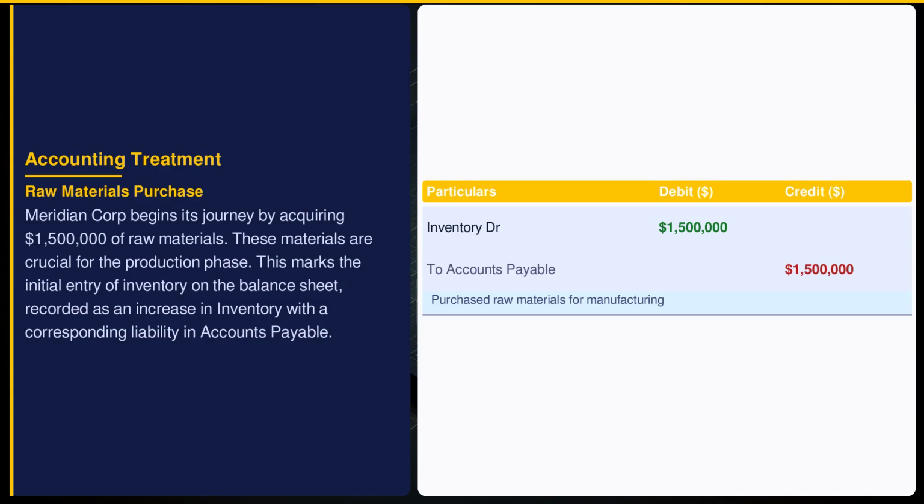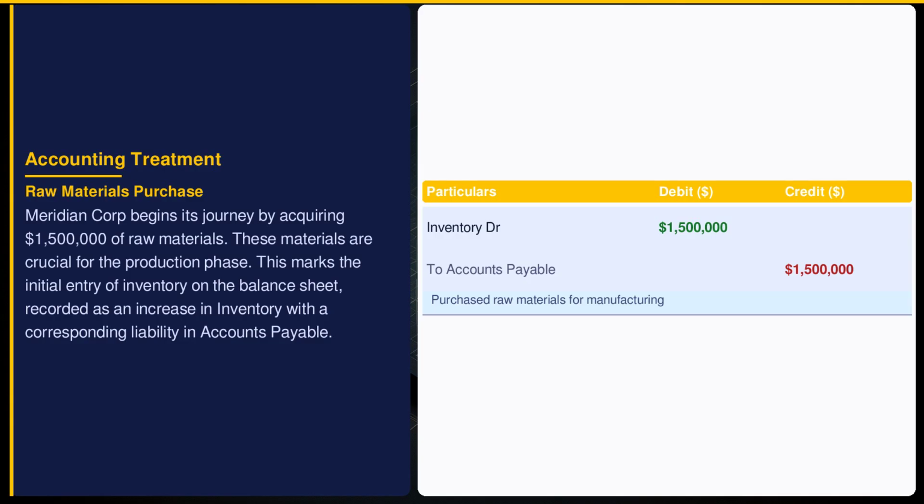Recording the purchase of raw materials is vital to accurately reflect Meridian Corporation's inventory levels. Under ASC 330, inventory is recognized at cost. This ensures that the balance sheet shows an accurate picture of assets and liabilities, with inventory recorded at $1,500,000 and a matching accounts payable.